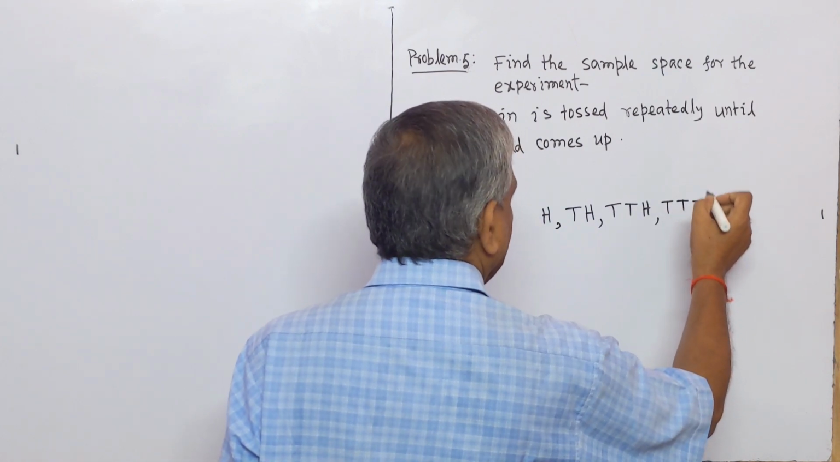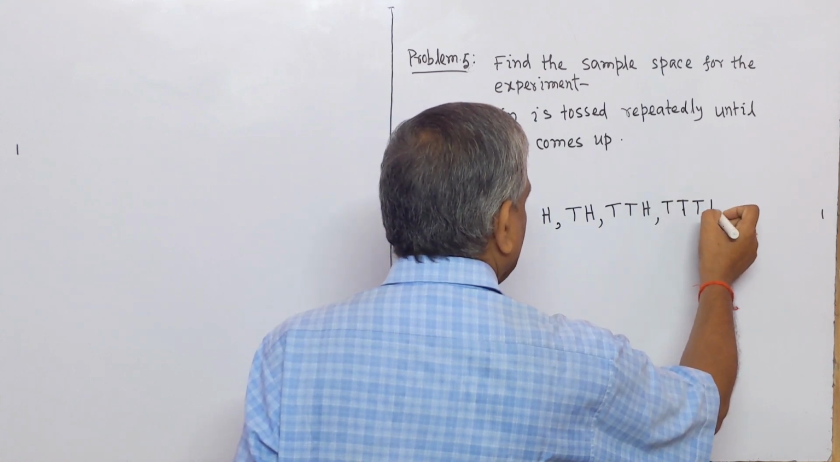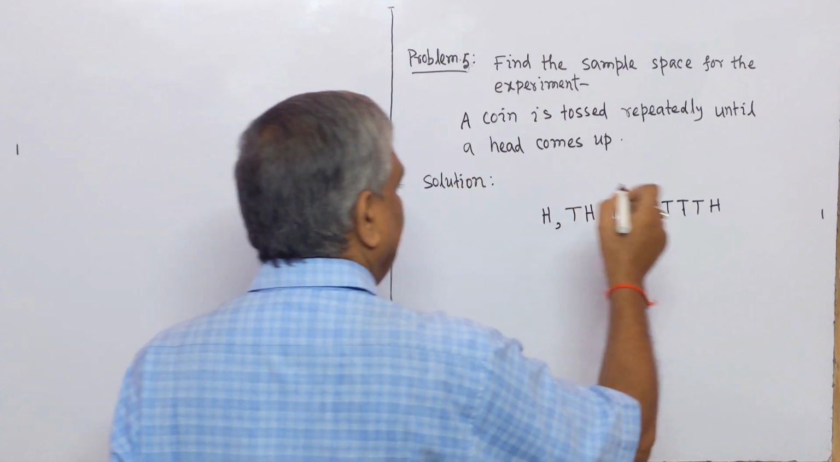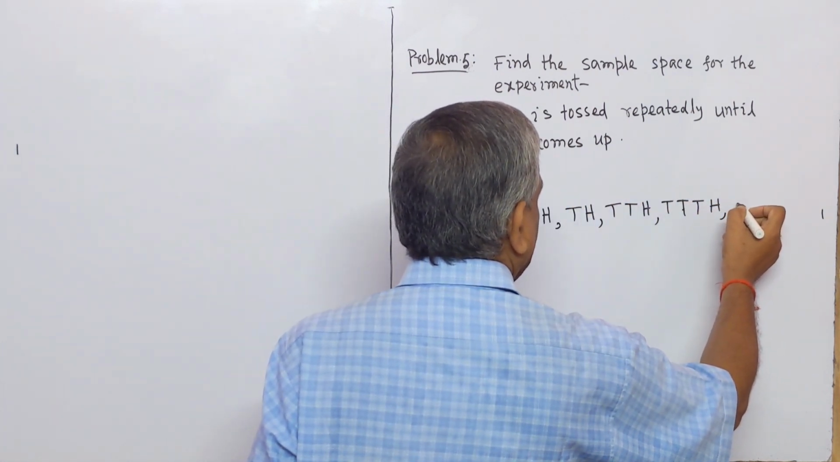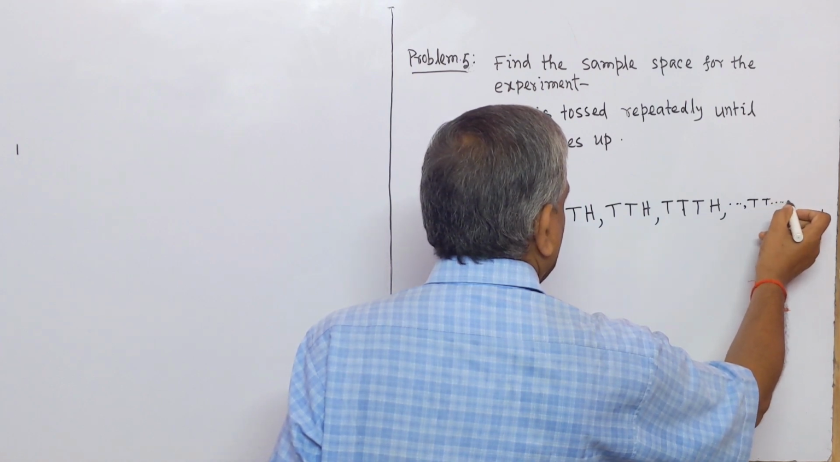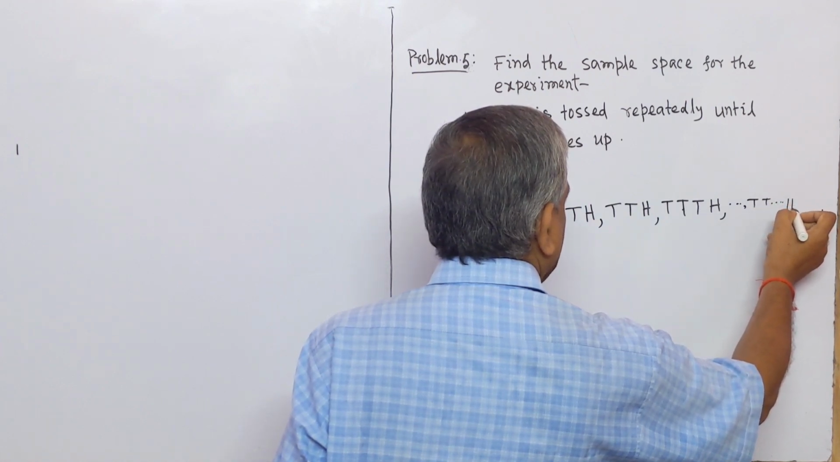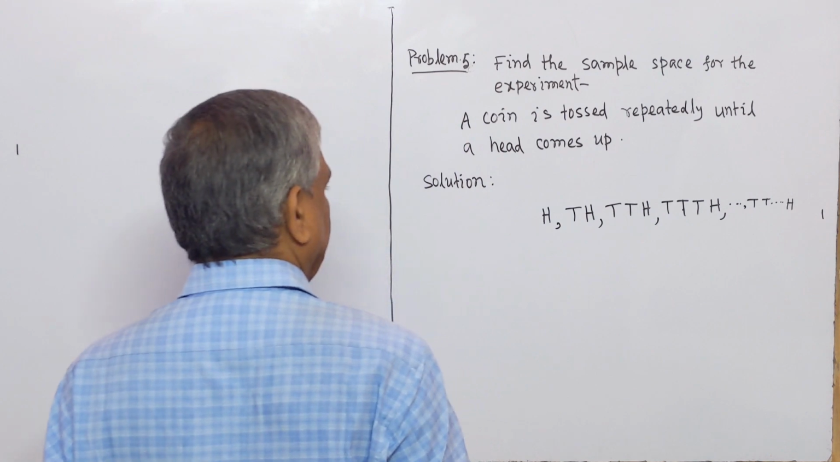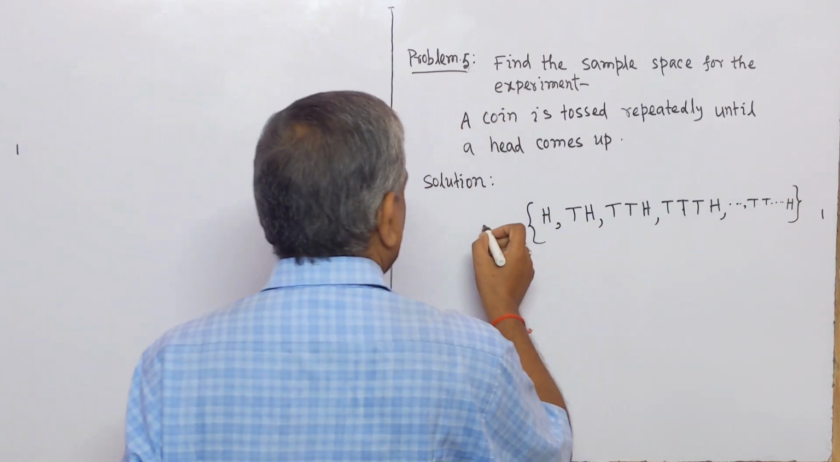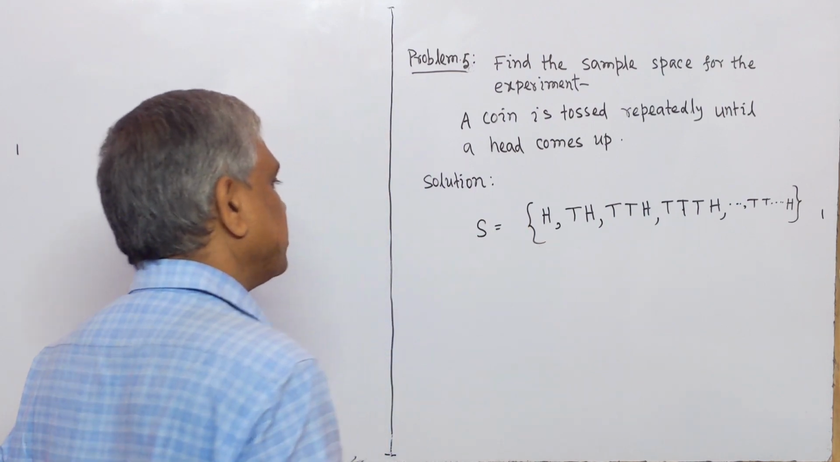If tail, then again if we get head, we stop our experiment, and in this way we get T, and lastly if we get head, then we stop our experiment, and the sample space will be this. This is the sample space.